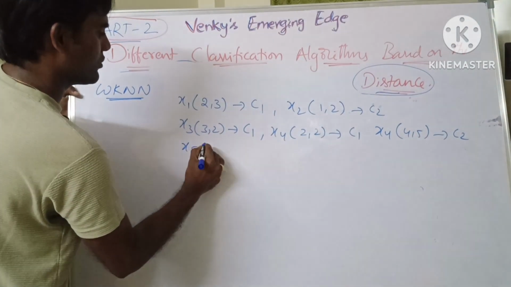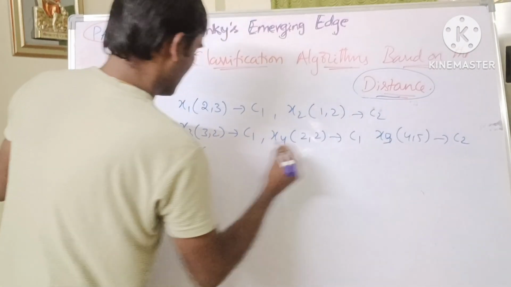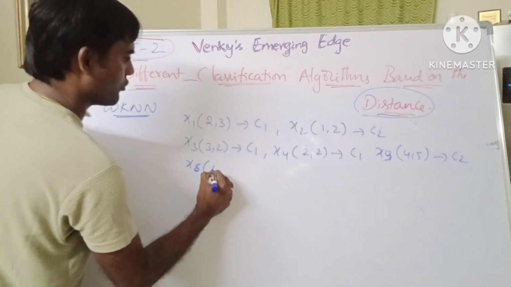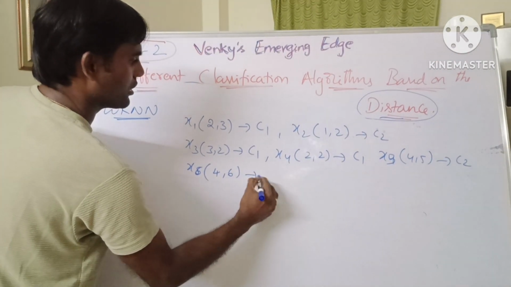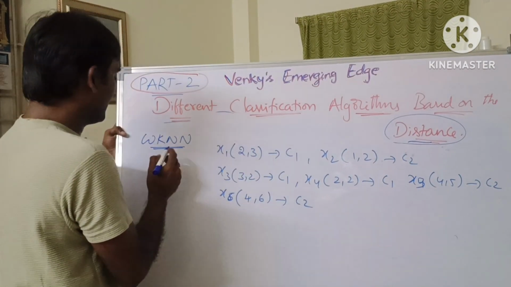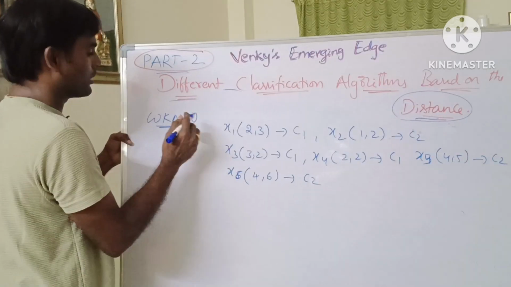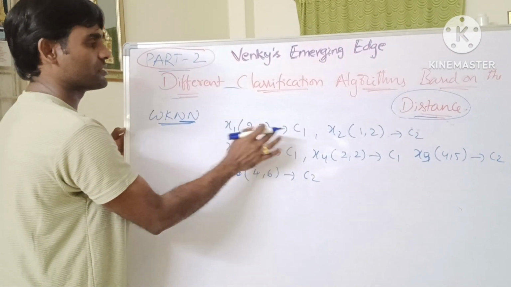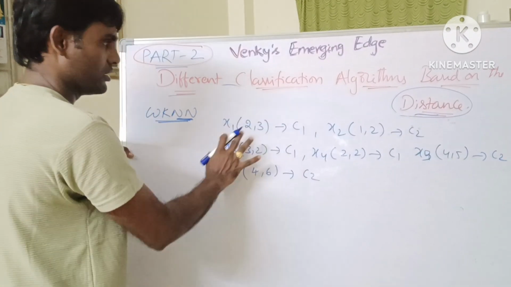x5, x6. 4 comma 6 belongs to a C2 class. Is it clear? So here, weighted KNN, here also we need to find out the nearest neighbors of each and every sample. Is it clear?